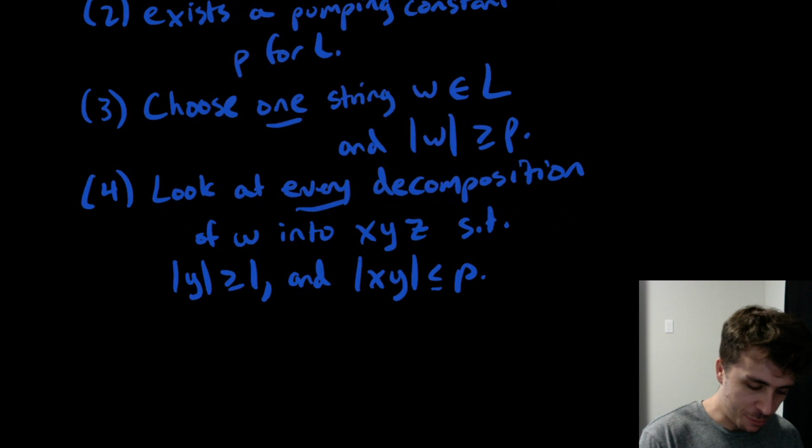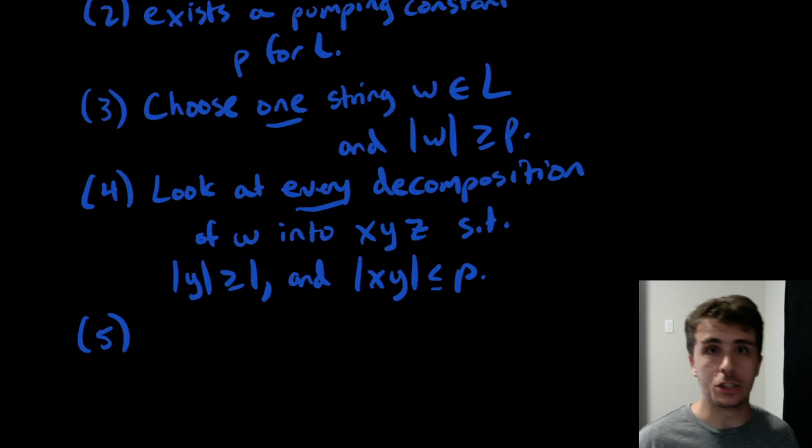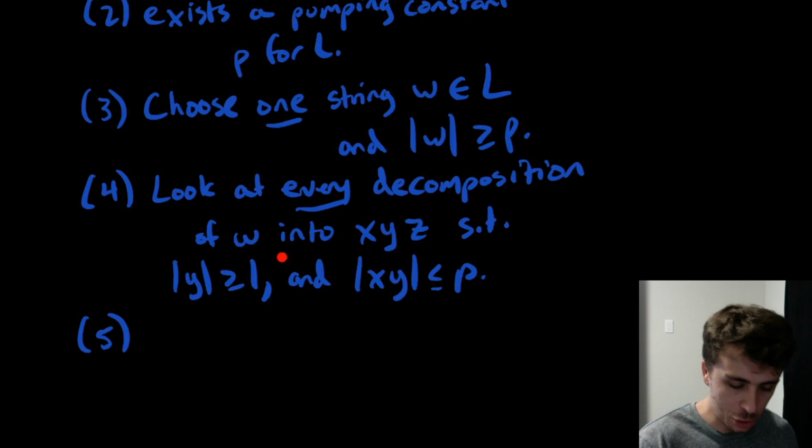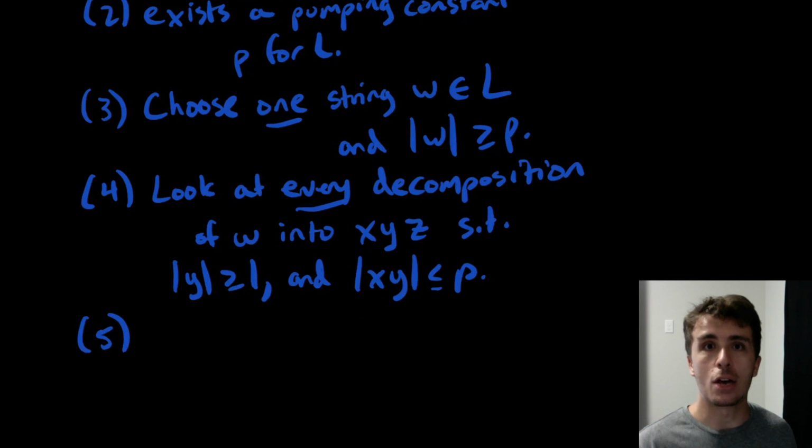Then, as the final step, what we need to do is to observe what the other condition is. These are two of the conditions. How do we actually approach the third one? Well, the third one says that XY^iZ is always in L for every choice of i, meaning that we can pump the Y piece as many times as we want.